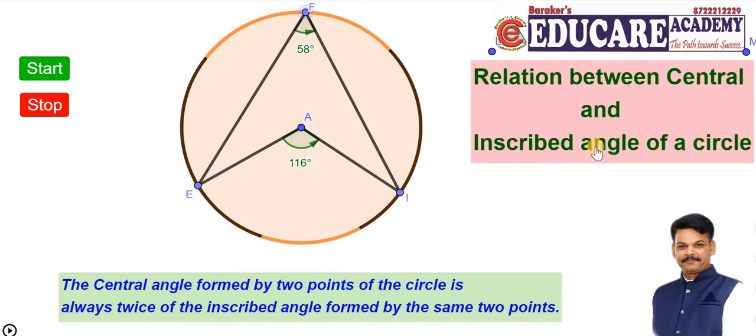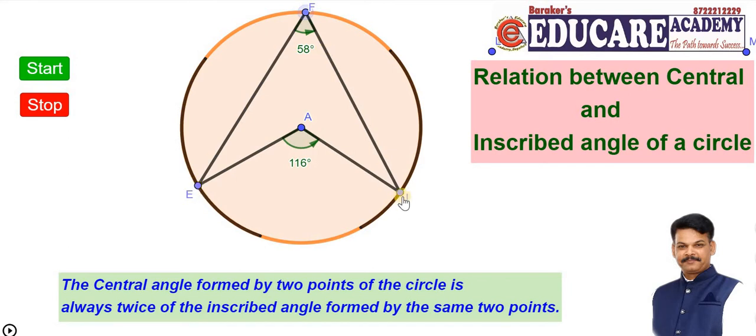We know that a central angle or an inscribed angle in a circle can be created with the help of an arc of the circle or with the help of a chord of the circle. So in both cases we require two common points. Here A is the center of the circle, E and I are the two common points. With the help of these common points I have created a central angle, that is EAI, and an inscribed angle, that is EFI.